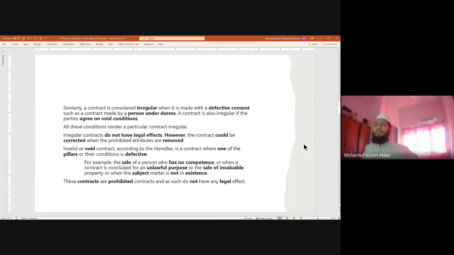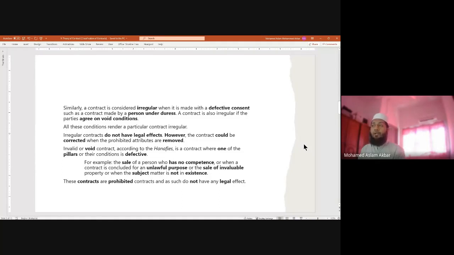Similarly, a contract is considered irregular when it is made with defective consent, such as a contract made by a person under duress. A contract is also irregular if the parties agreed on void conditions. All these conditions render a particular contract irregular. Irregular contracts do not have legal effect. See, once it is done, there is no legal effect.